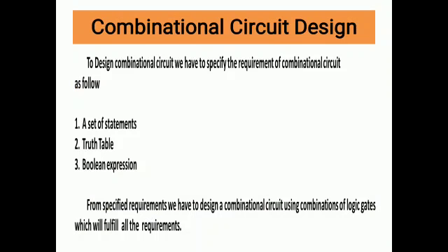Now we have to see the requirements to design a combinational circuit. To design the circuit, we will require the Boolean expression, the truth table for this expression, and a set of statements. After having all these requirements, we can design the combinational circuit. Starting with the design, first we have to see how to represent the expressions.